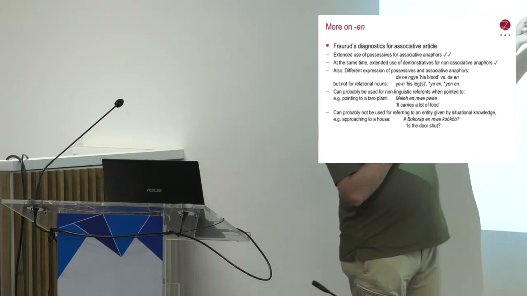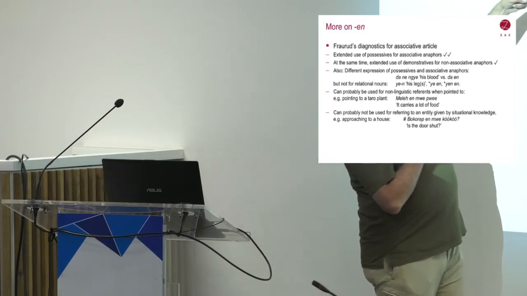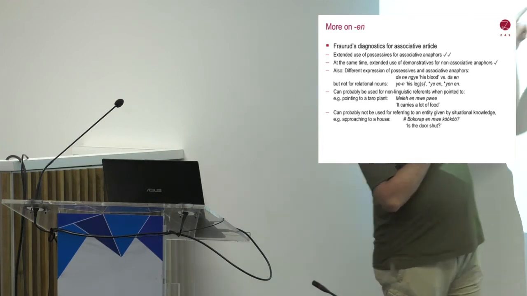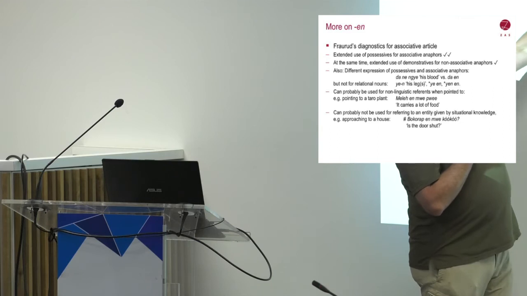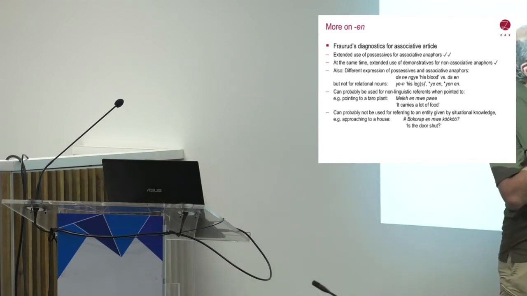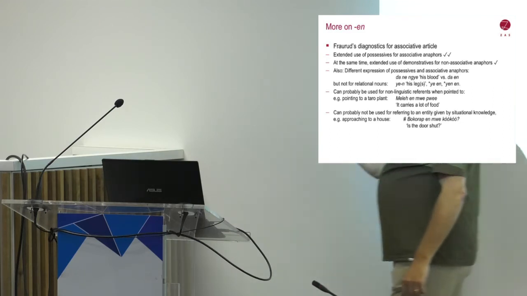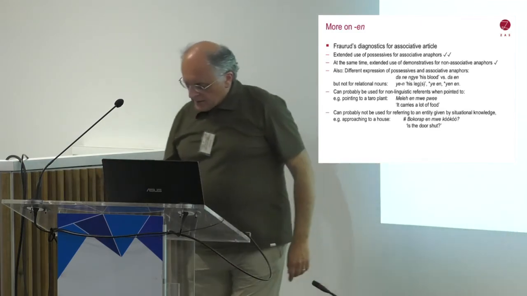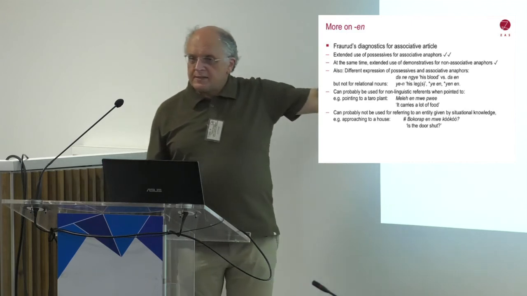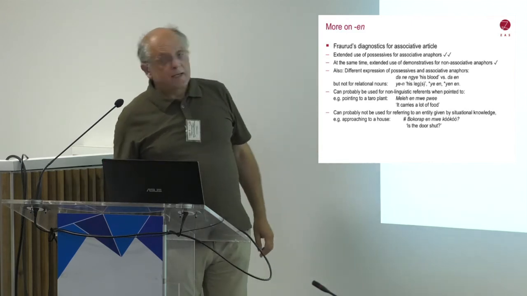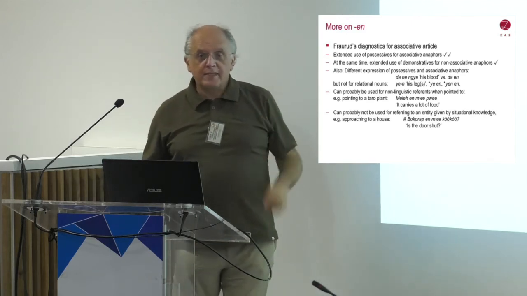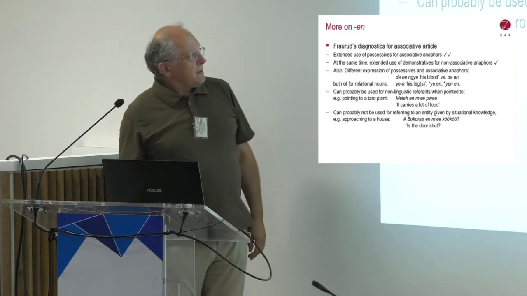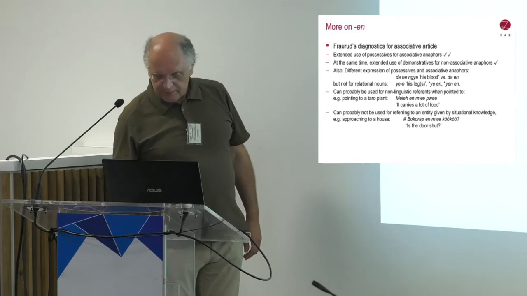We can use relational nouns like yen, but there is a difference between da, ne, ye, and da, en. Da, en would be the associative article of some entity that was introduced before. So I think there we see a difference between a regular possessive and this associative anaphor. And this actually is the end.